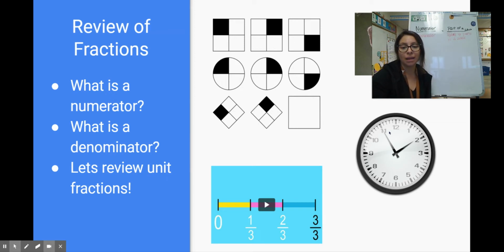So we use that. Number lines. So understanding and remembering how to label a number line. We definitely need to go over that. So let's go ahead and start reviewing.